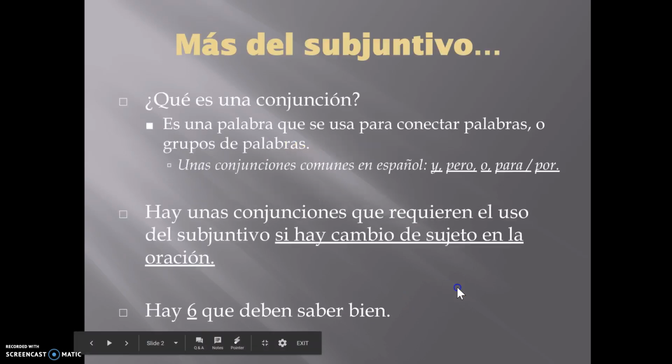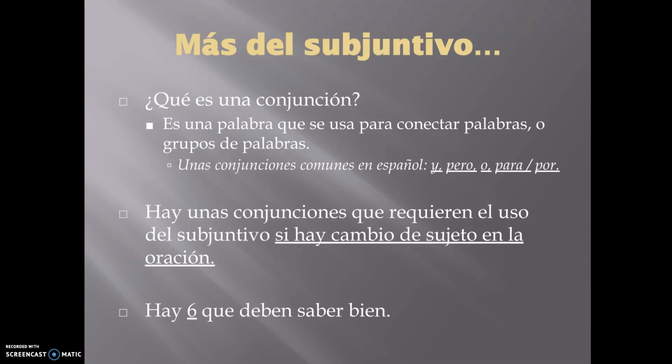Let's get started. So, first things first, what's a conjunction? ¿Qué es una conjunción? A conjunction is a word that's used to connect words or groups of words. So, a few common conjunctions in English would be and, but, or, for, along those lines. And of course that translates in Español to y, pero, o, and para or por.